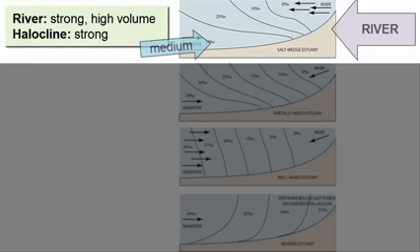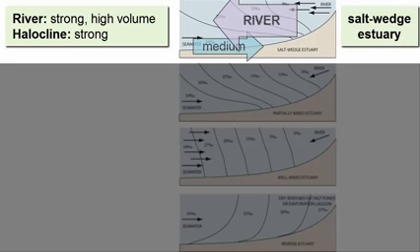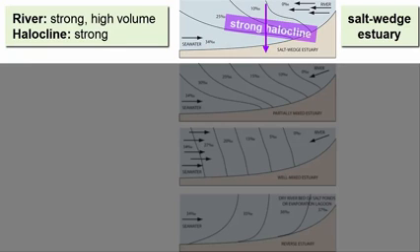In the top image, we have a high-volume river that overpowers the local tidal system. The fresh water pushes out and over the much denser saltwater and creates a freshwater wedge on top of a saltwater wedge below. We call this a salt wedge estuary, and as you can see, it has a strong halocline, as the surface water and deep water don't mix.